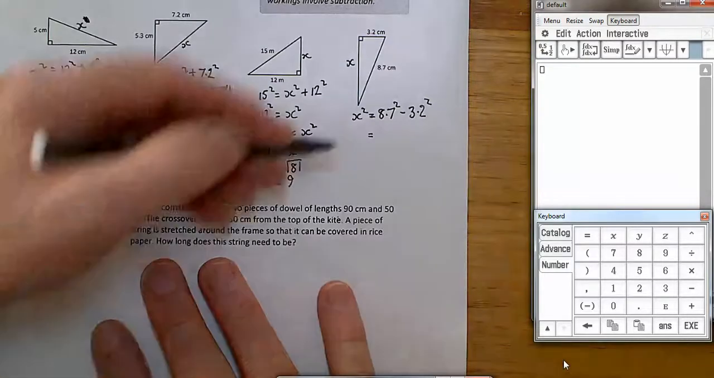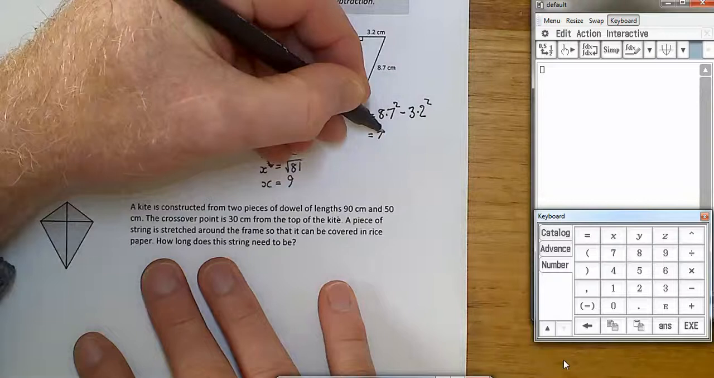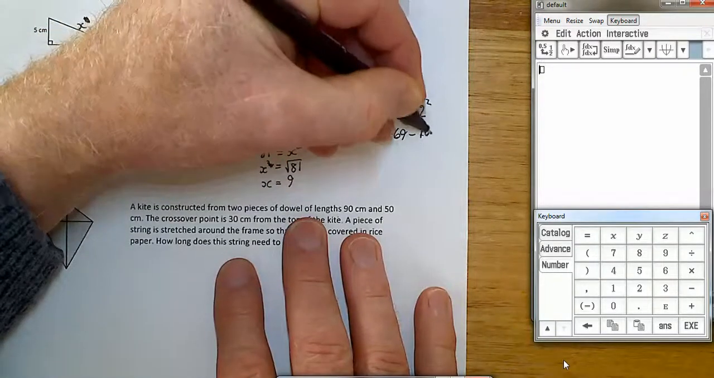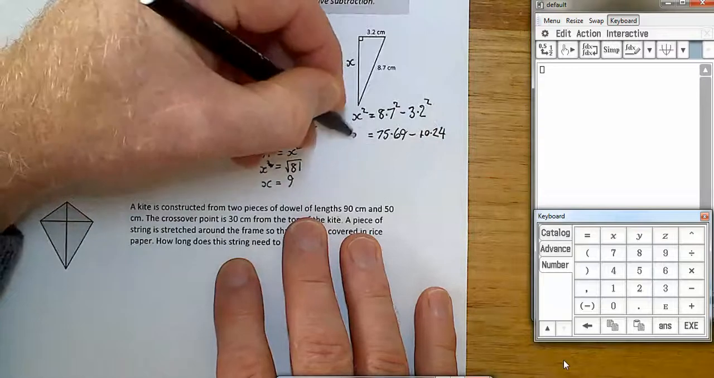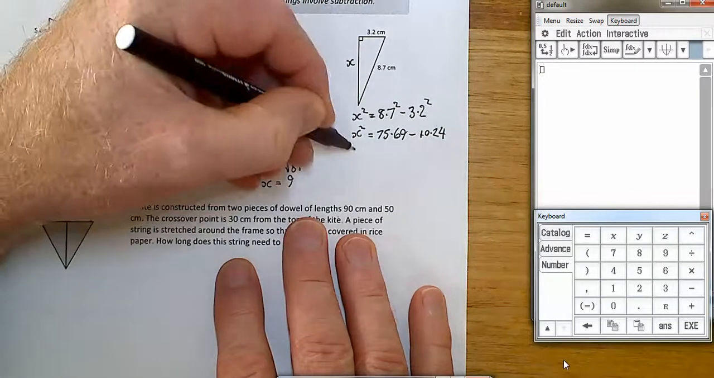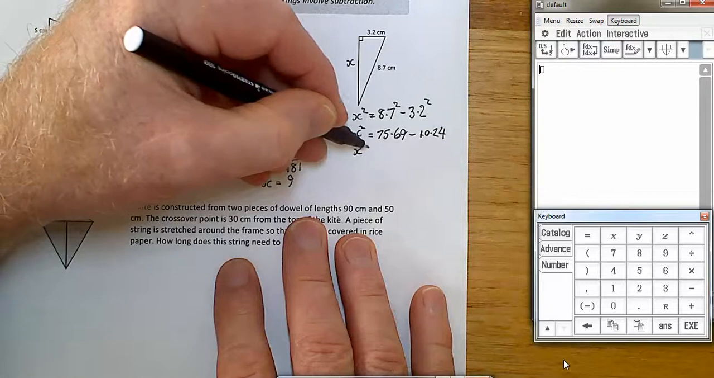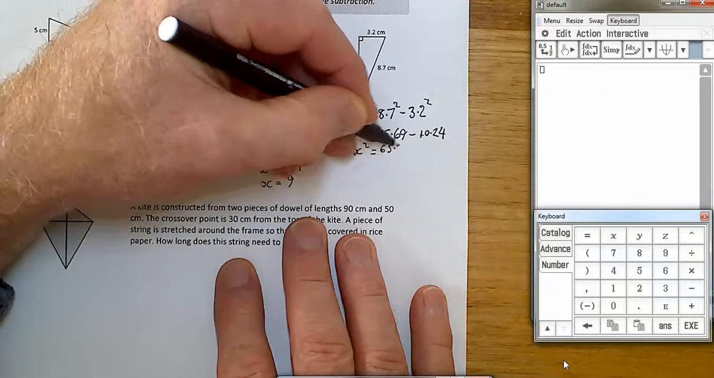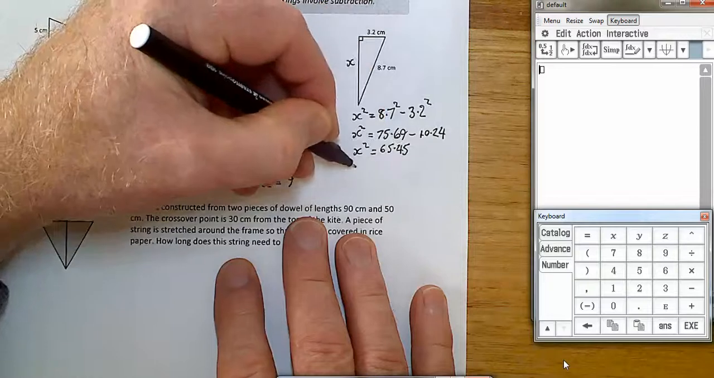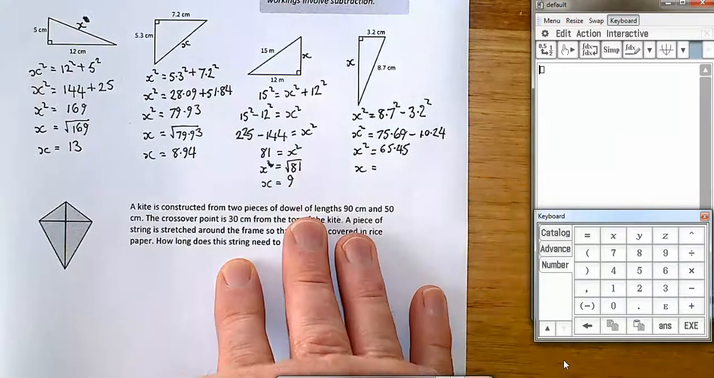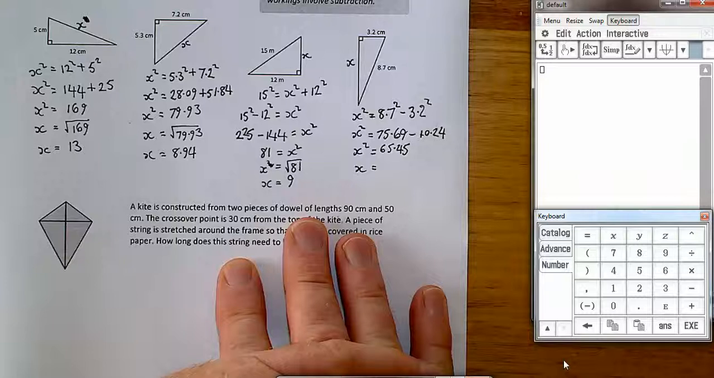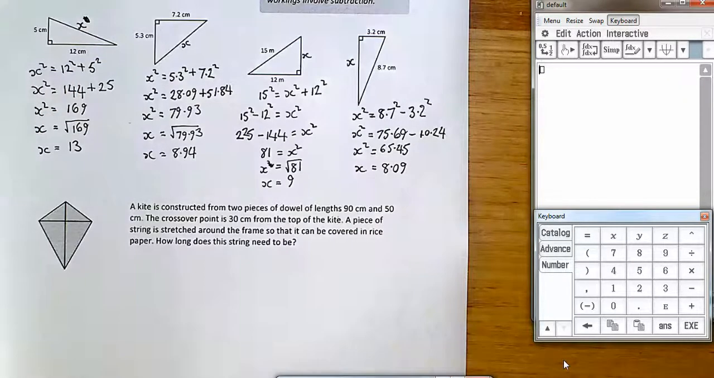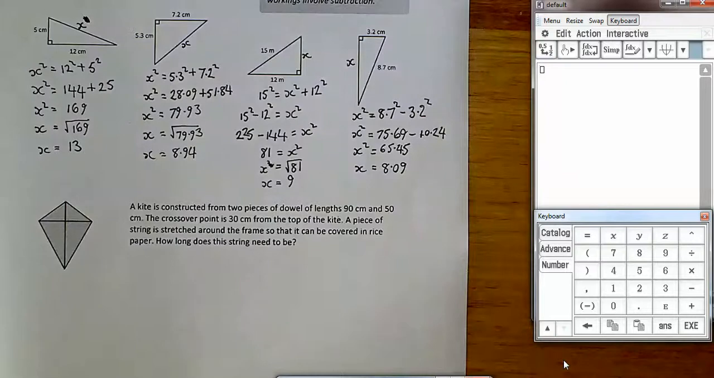So what we've got, 8.7 squared is 75.69. Take away 10.24. And that means x squared is equal to 65.45, or taking the square root of both sides to find x equals 8.09. You might like to check those calculations for yourself.